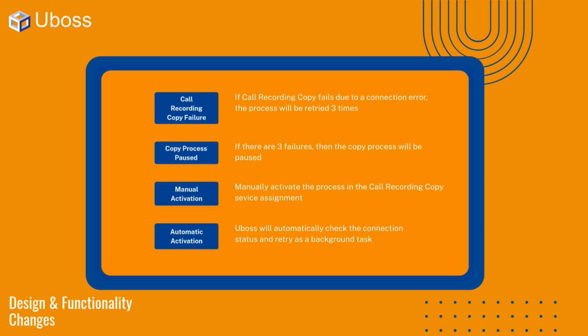Manual activation via the Uboss portal. In Uboss, an activate button will be displayed in the call recording copy assignment page, and the user can then validate the connection and manually reactivate the copy process. Then there's automatic reactivation. This is a background task. A daily background task has been added to retry the connection for all paused call recording copy instances. The task will recheck the connection status, and if the connection is successful, the instance will be automatically activated.